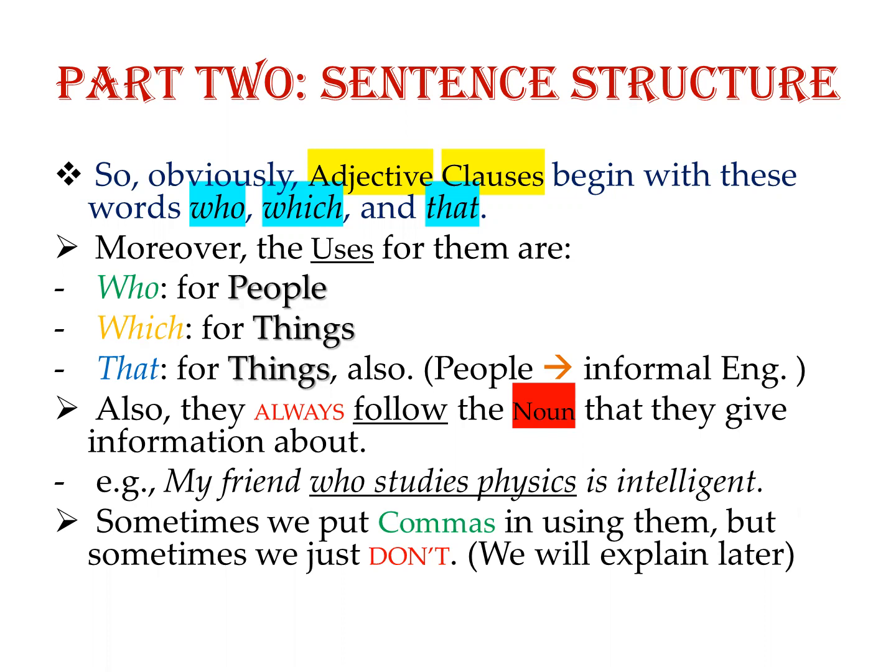Sometimes, this is the most important thing about punctuation, we put commas in using them, but sometimes we just don't. We will explain this right now. There are some situations where you put commas around the adjective clause, and sometimes you don't put any comma.